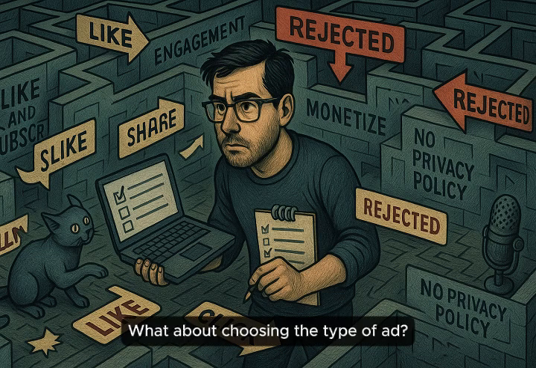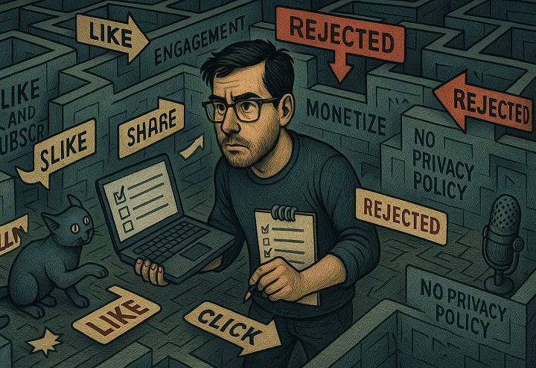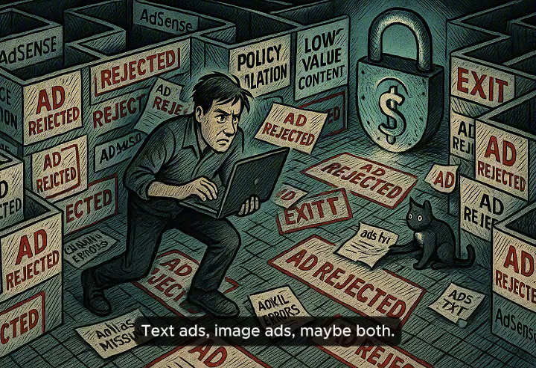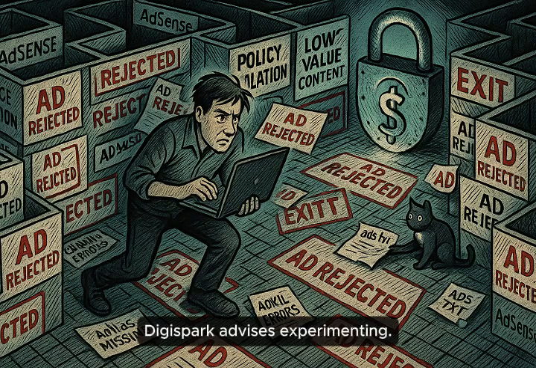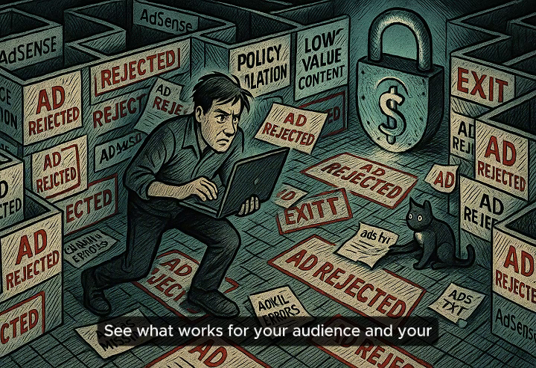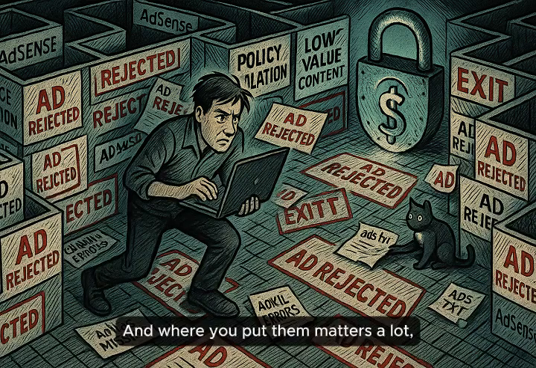What about choosing the type of ad? Good question. Once you add the gadget, you usually get options. Text ads, image ads, maybe both. Different sizes too. So you can pick one that fits your blog's look. Exactly. DigiSpark advises experimenting. See what works for your audience and your design. And where you put them matters a lot, I guess.